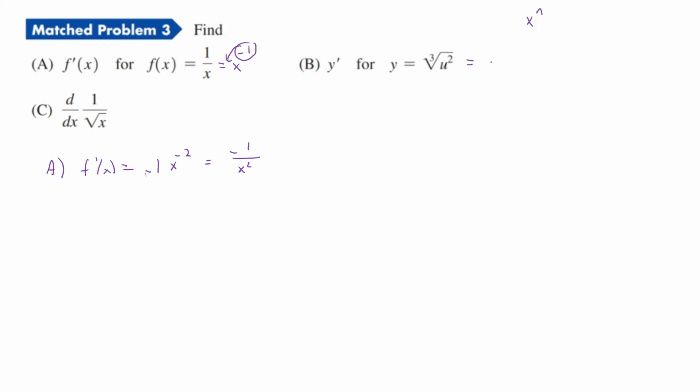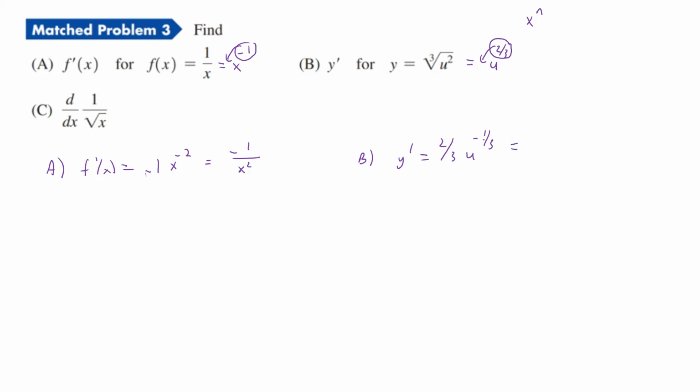All right, what about b? Well, this is really u to the 2/3, because that's the power, that's the root, and the root goes in the denominator. And so that's what it initially is. Now when we take the derivative, we'll bring that down in front. So for b, y prime is equal to 2/3 u, and 2/3 minus 1 is going to be a minus 1/3. And so that would be the derivative in one format.